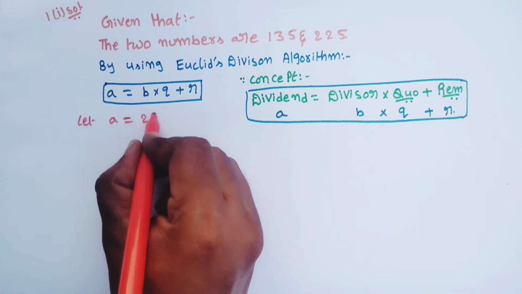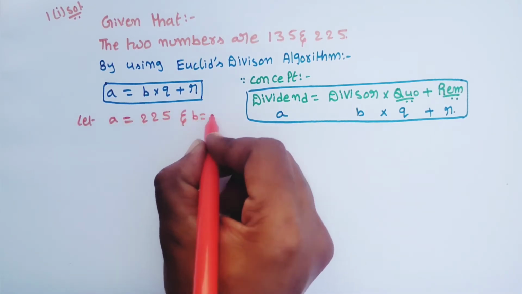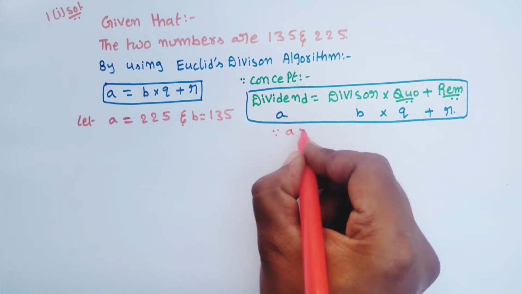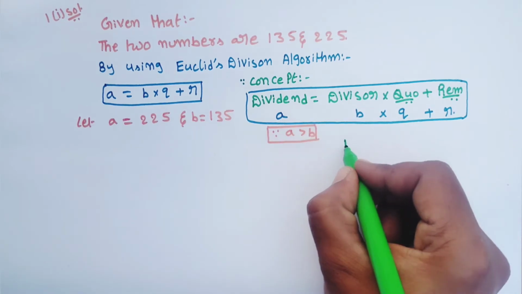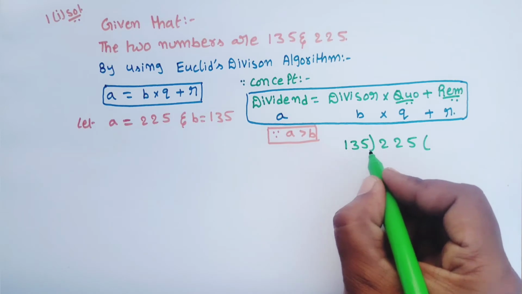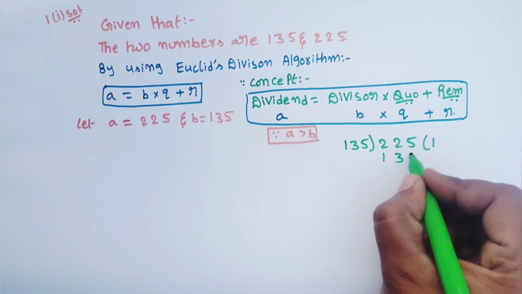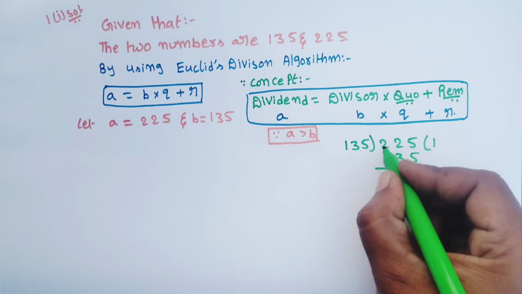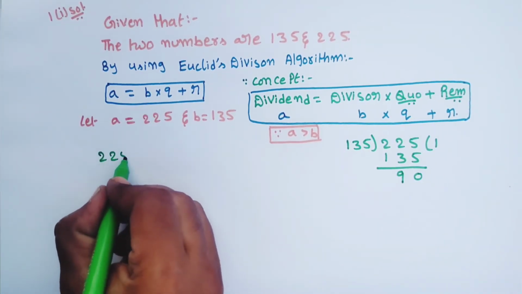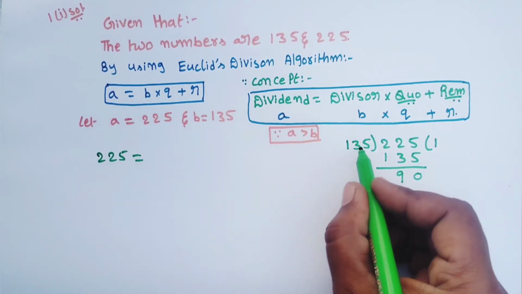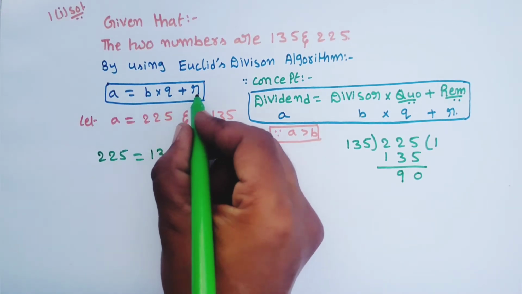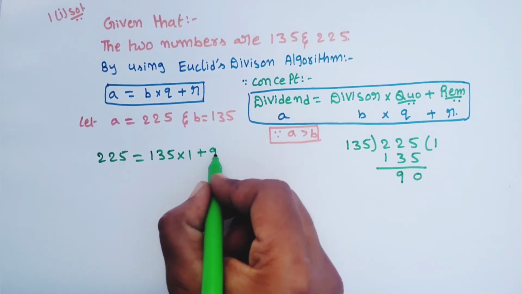Let A equal 225 and B equal 135. We are comparing, A is greater than B. Now we take 135 divides 225. So 135 ones are 135. Now 5 minus 5 is 0, 12 minus 3 is 9. Now the A value 225 equals B into Q, that is 135 into 1 plus the R value 90.